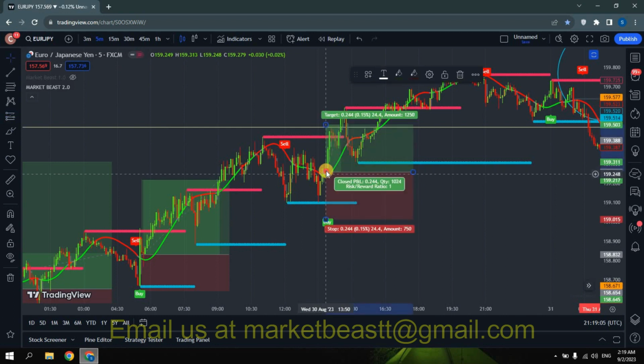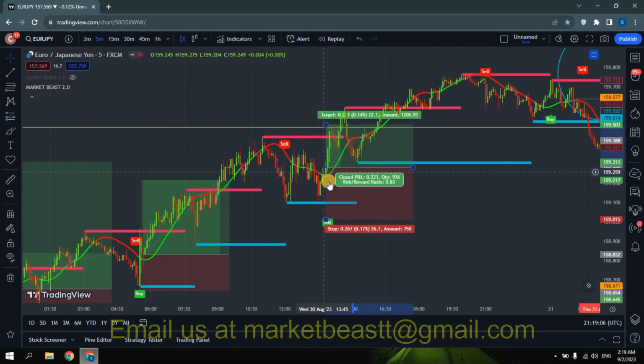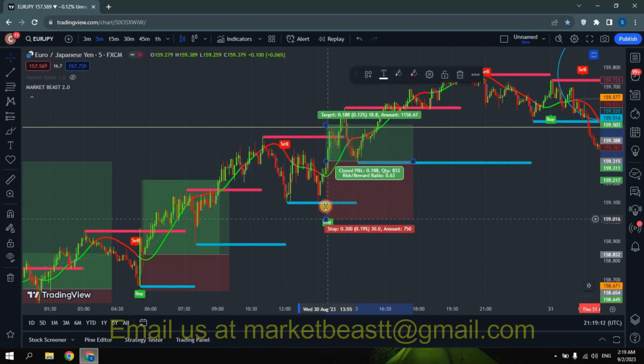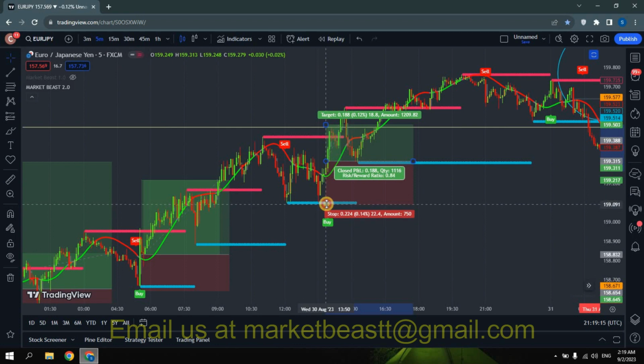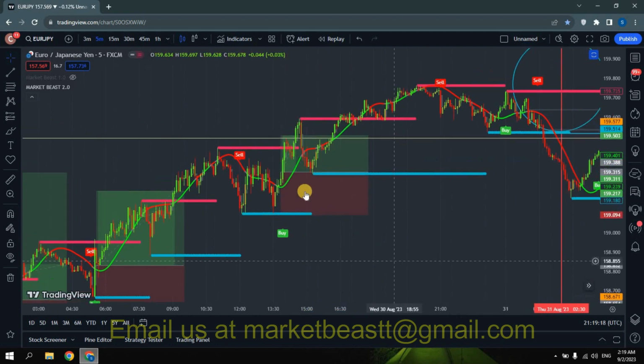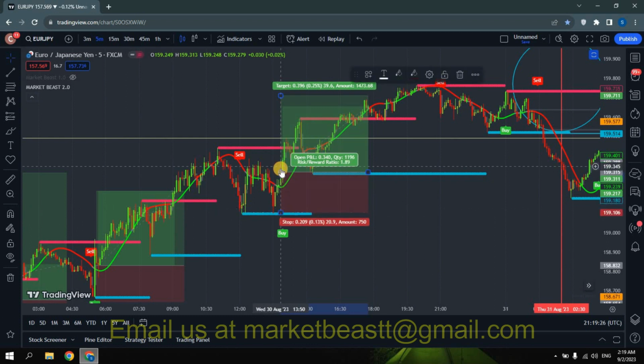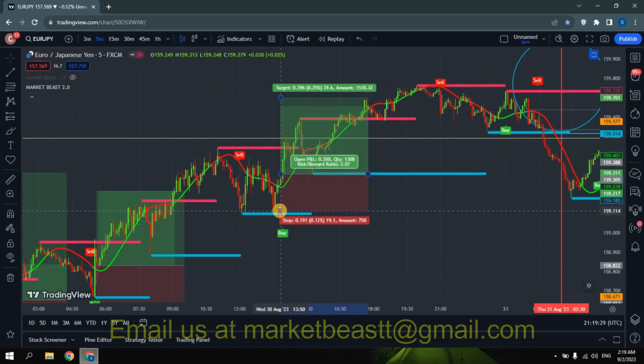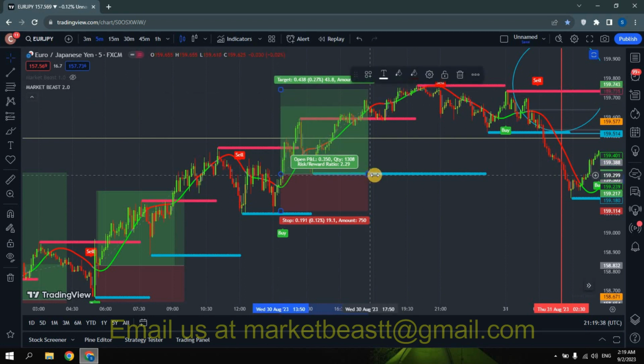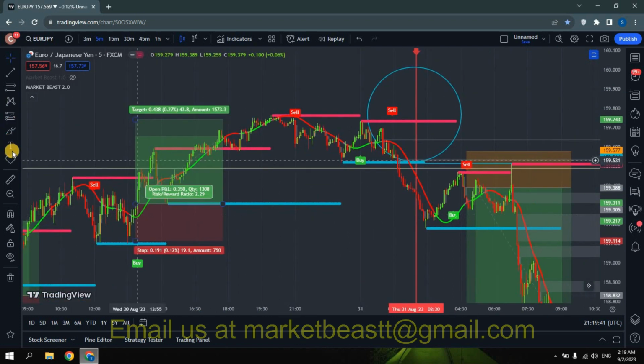So here we got somewhere our trade, our entry, our stop loss will be somewhere here, and our target will be our last swing low was this candle. We are going to take it. We hit that target as well.